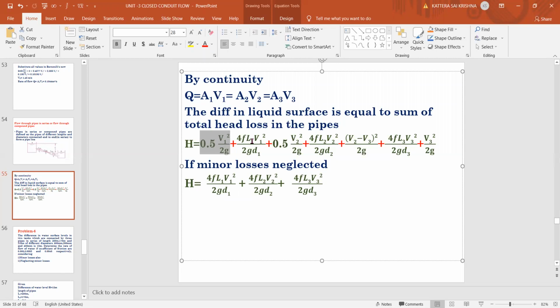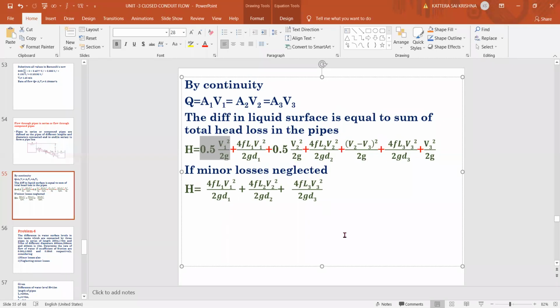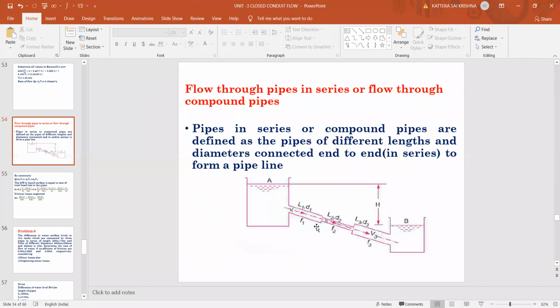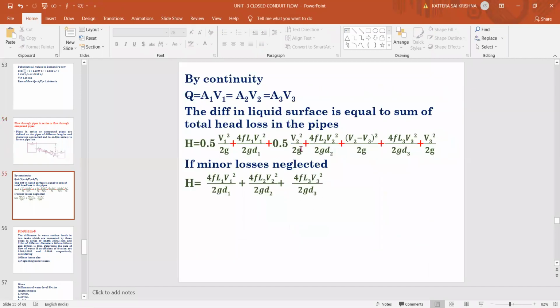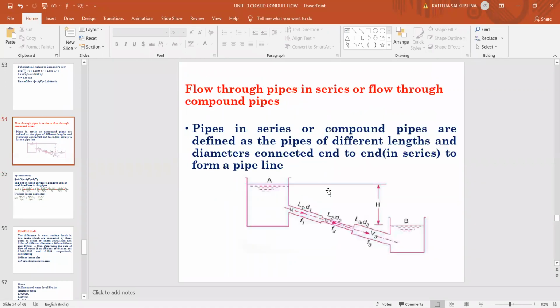Since it is the first pipe, we are taking all ones here. Plus, what happens next? After taking the frictional loss, the pipe is getting contracted. So the contraction loss is given by 0.5 V2 square by 2g. Okay. Next, again in the second pipe, we'll be having the frictional loss. So that is taken as 4fL2V2 square by 2gD2. This is the frictional loss here.